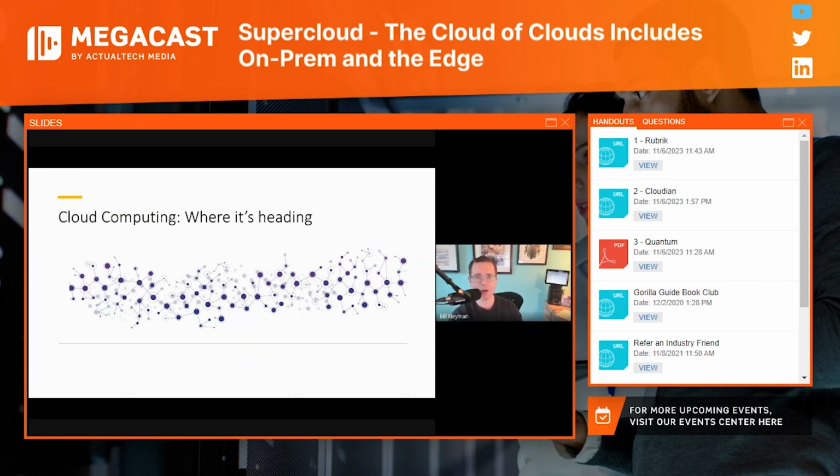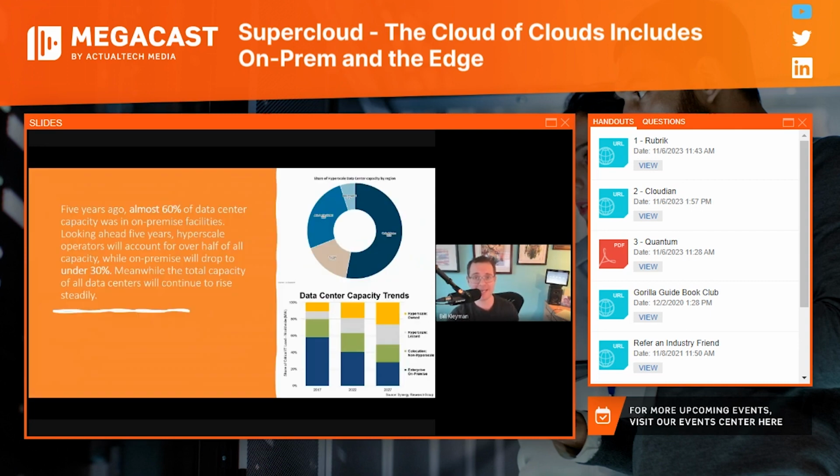It's important to know, as you're listening to this, whether you're a cloud service provider or a data center person, the market is largely being driven by the end users, the people in the actual market. About 5 years ago, only 5 years ago, about 60% of data center capacity was on-prem facilities. Now, looking 5 years ahead, hyperscale operators are going to account for over half of all capacity, while on-premise will drop to under 30%. Whoa. They've got to move somewhere, don't they? And they're basically moving to different kinds of cloud services.